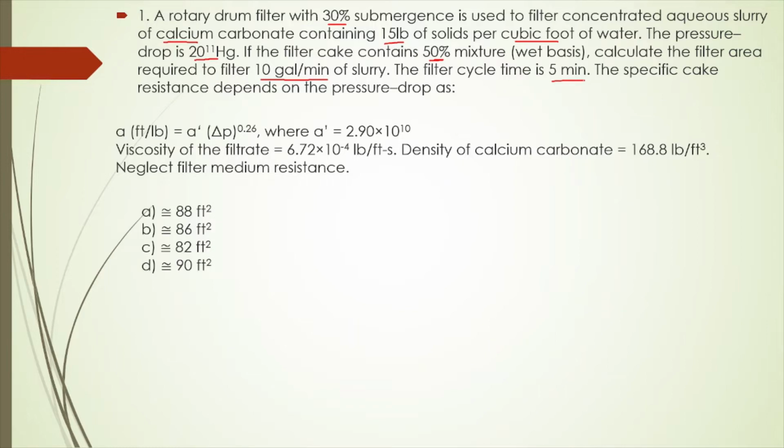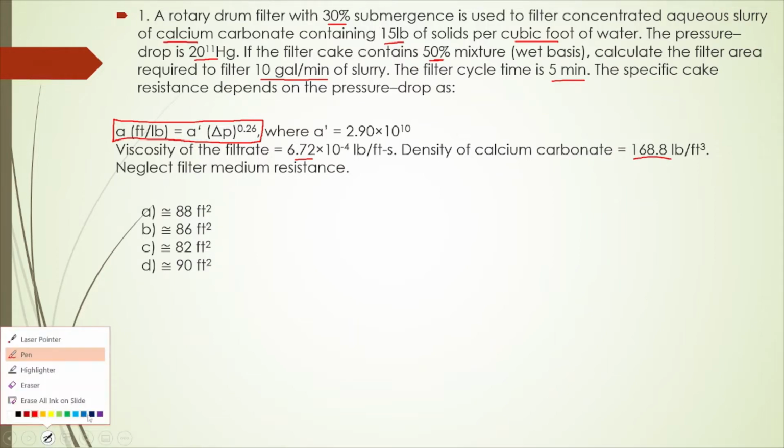Now they have also given the specific cake resistance. We know the specific cake resistance alpha is given as alpha dash into delta P whole to the power of 0.26, where alpha dash they have given as 2.90 into 10 to the power of 10. So this is also given to you. Apart from that, the viscosity is also given, which is 6.72 into 10 to the power of minus 4 pound per feet second, and the density of calcium carbonate is also given, which is 168.8 pound per feet cube.